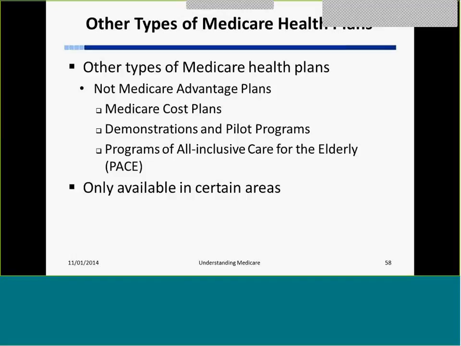So what are the types of Advantage plans? Medicare health plans, you have cost plans, we don't have any here, demonstration plans, we don't have any in the metro area, and then PACE, we also don't have any of those here in the area. What is a Medicare cost plan?